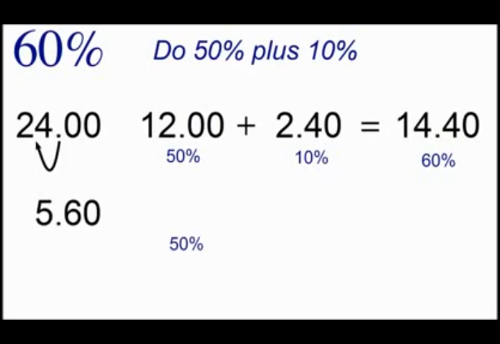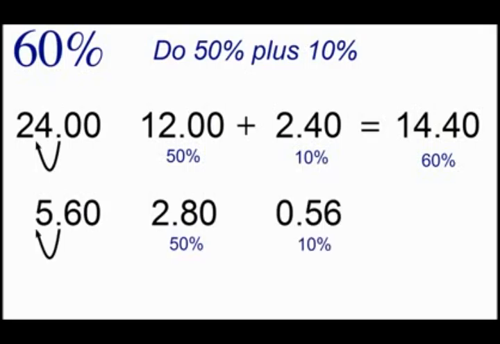For 5.6, we first calculate 50% by taking half. Then we calculate 10% by moving the decimal point over. And finally, we add the two numbers together, so we get that 60% is 3.36.